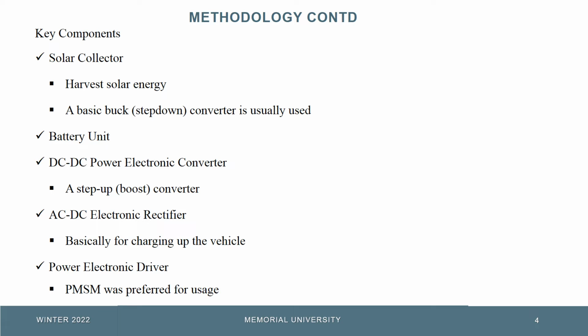The battery unit entails the battery pack and the BMS, that's the battery management system. The power electronic converter is just like our boost converter. In that section, we have the boost converter, the inverters, and the appropriate controllers with algorithms, and what this section does is to feed electrical energy from the battery to the motor. We have our AC to DC electronic rectifier, and we have the power electronic driver.